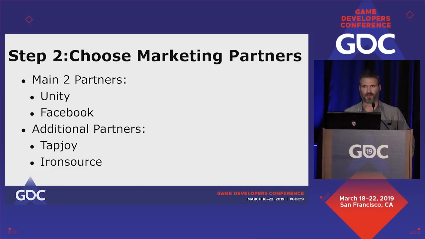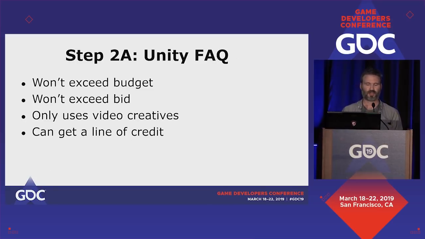Step two is choosing your marketing partners. So for me, my two main partners are Unity and Facebook. I also use Tapjoy and IronSource. Unity and Facebook are self-service and great. You need a little bit of help on setup with Tapjoy and IronSource, but the quality is great. So I'm going to go through Unity and Facebook in detail with some tips, but first some facts.